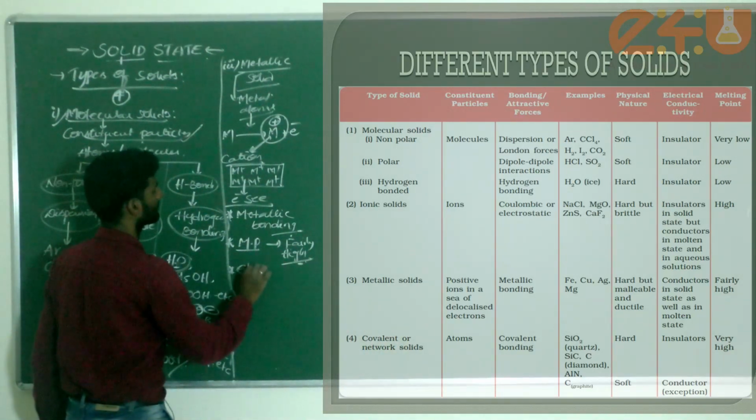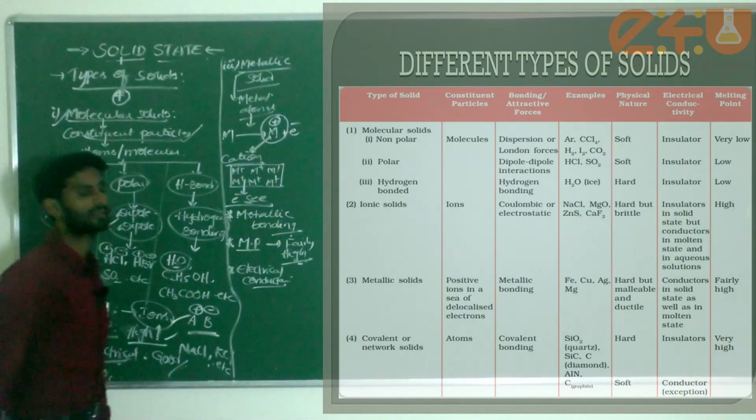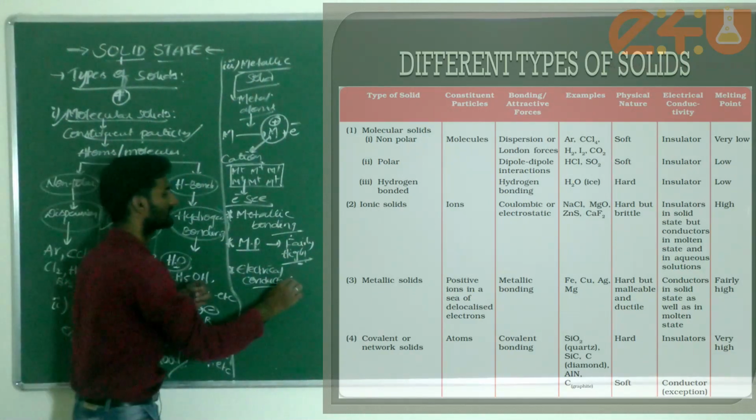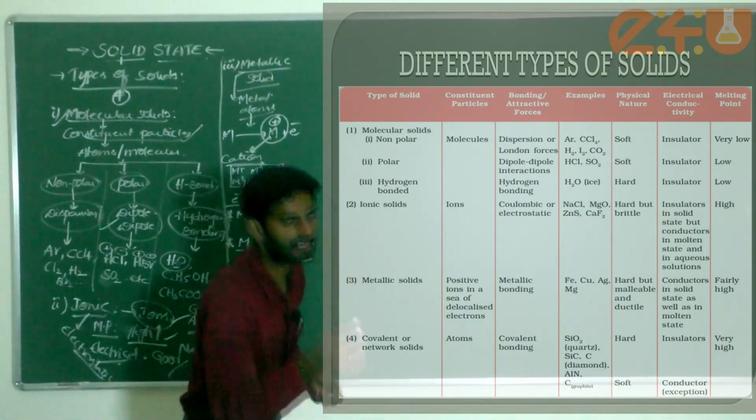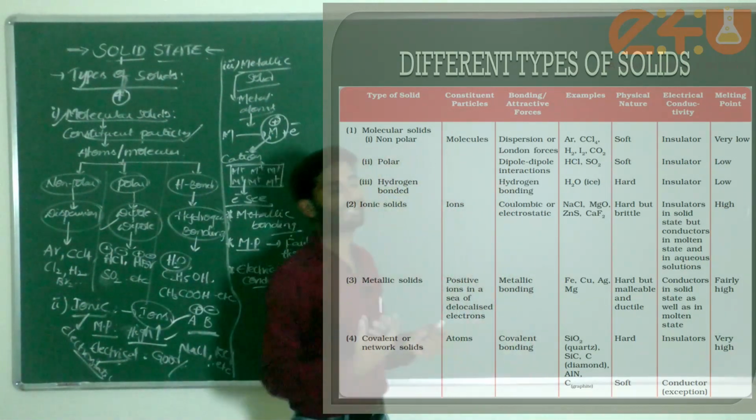What about electrical conductance? What is the next point, dear students? Electrical conductance. For example, just imagine this is an iron nail, and if you put it in the plug, then what will happen? Immediately we will get a shock.